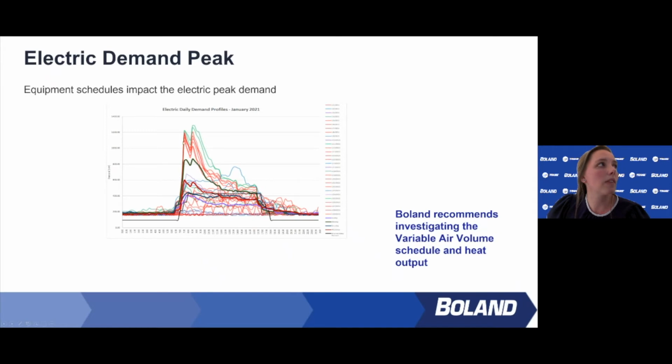A way to prevent this demand peak is to start turning equipment on sooner. So your consumption might increase, but it could help you prevent this electric demand cost that is associated with the peak. But we will continue to go through some strategies later on to help prevent this demand peak and associated costs.